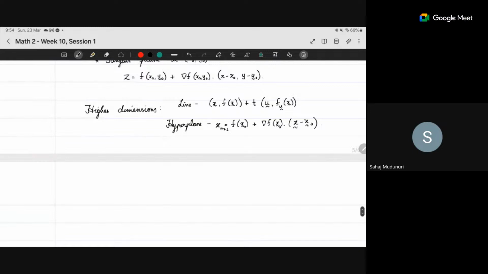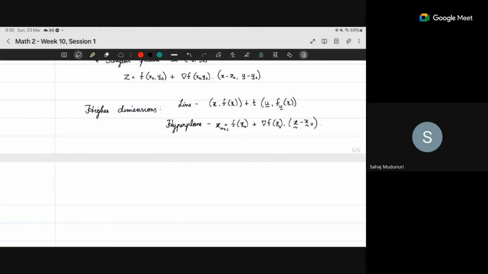So when you have a function from one variable to one variable, your graph is in two variables. When you have a function from R2 to R, the graph is in R3. When you have a function from Rn to R, the graph is in Rn plus 1. So your last variable will be n plus 1, and your input variables will go only up to n.